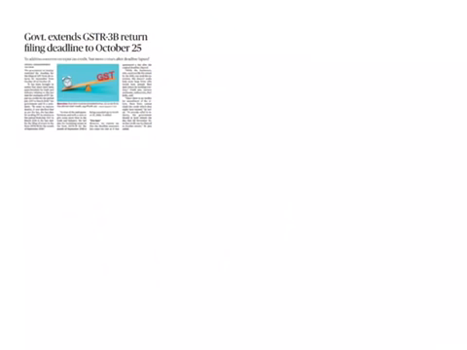Our next article is Government extends GST Form 3B return filing deadline to October 25th. This article comes under GS paper 3 under the topic of economy. From this article here we are going to see about a term called input tax credit. What is meant by this input tax credit?